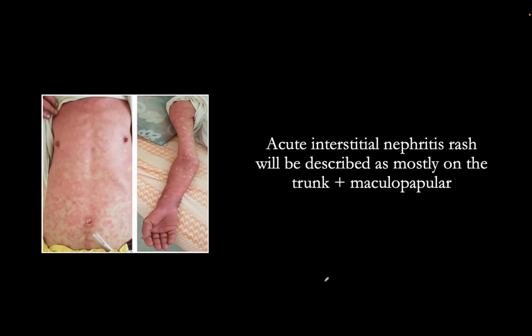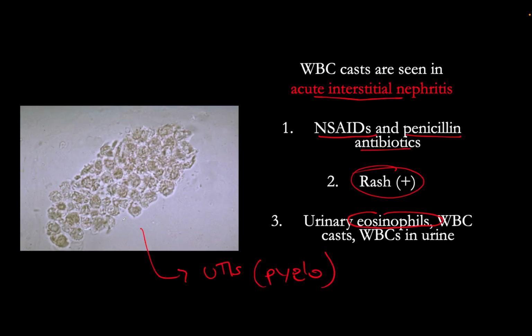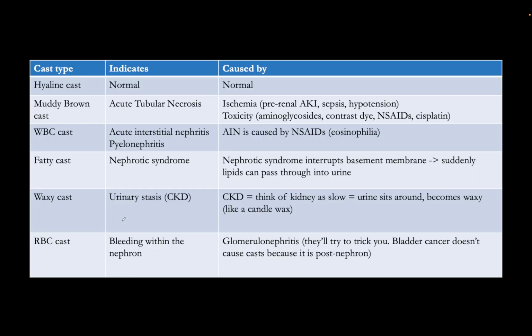So if they give you a picture of the rash in acute interstitial nephritis, all I've seen on questions is that it's described as being on the trunk, and it's kind of maculopapular, which obviously looks a little more confluent here, but you won't have to diagnose it just on this. Just be able to integrate it with the white blood cell casts and the eosinophils.